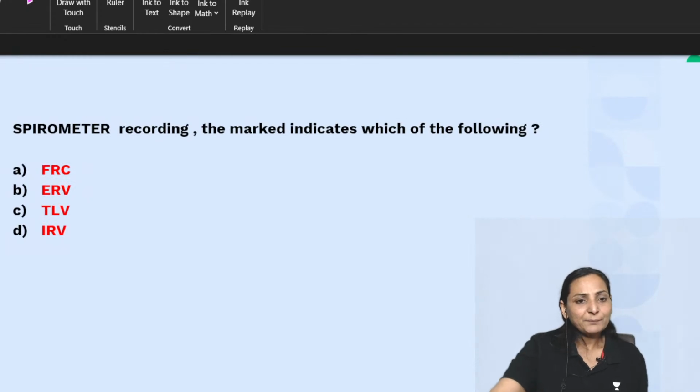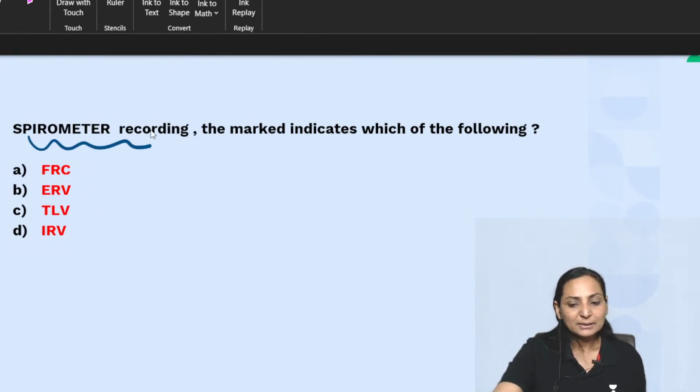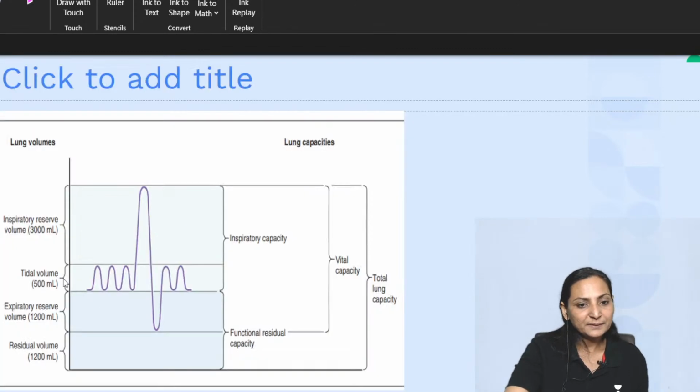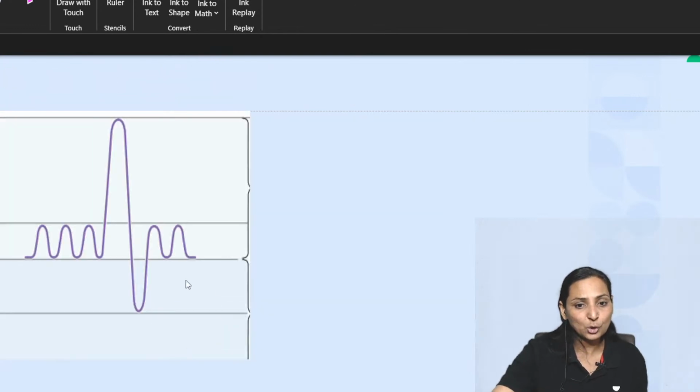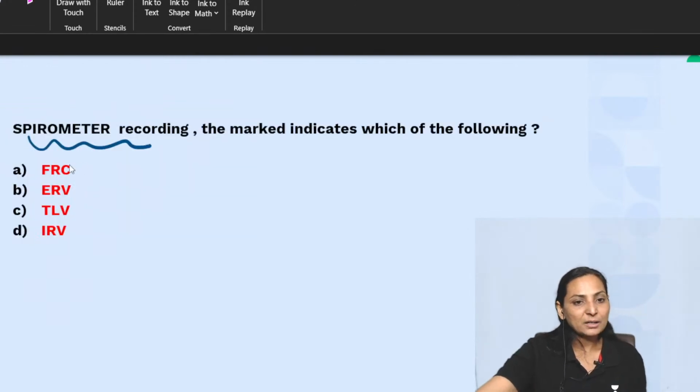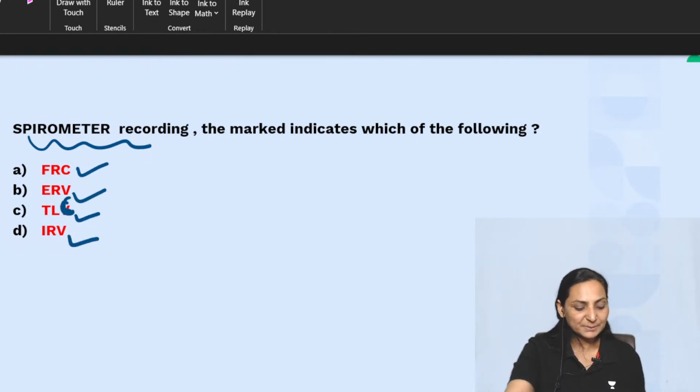Now, there was a spirometric recording being shown, and I think this was asked. What is this? So the options are your FRC, ERV, total lung capacity, or inspiratory reserve volume.